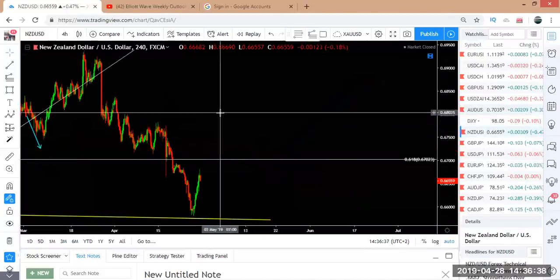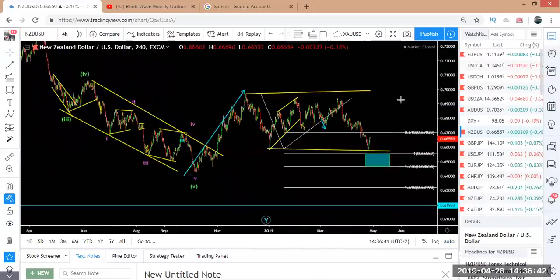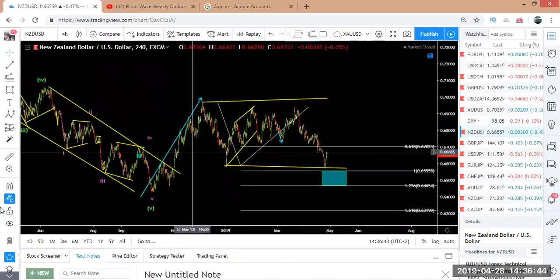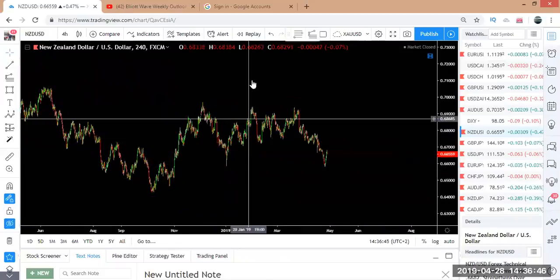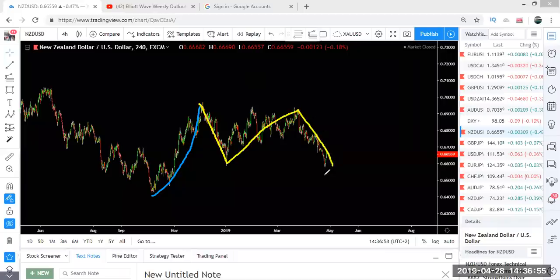New Zealand. Now, if you look at New Zealand, we've made a move to the upside. We're now making a corrective structure like this, 1, 2, 3. So from there, I'm expecting that we've got a move here. If you get a corrective structure here, guys, take it because that could be this move.